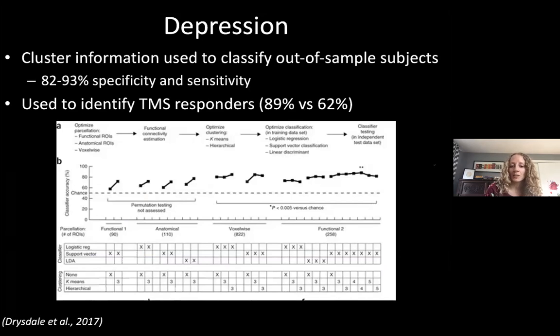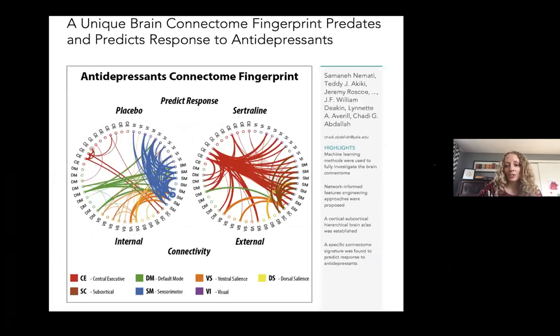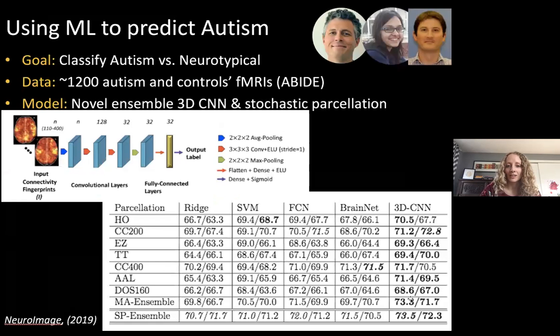And they also used this approach to identify those depression subjects who might respond to TMS. So this is an example of how you can use machine learning to identify subjects that could benefit from a certain type of treatment. And then there was this really interesting study looking at the connectome fingerprint in antidepressant response. And so they were actually saying that you could use baseline measures of functional connectivity to identify people who would respond to drug interventions. So it's kind of interesting there.